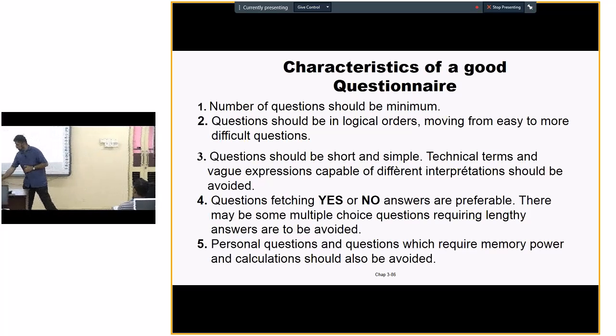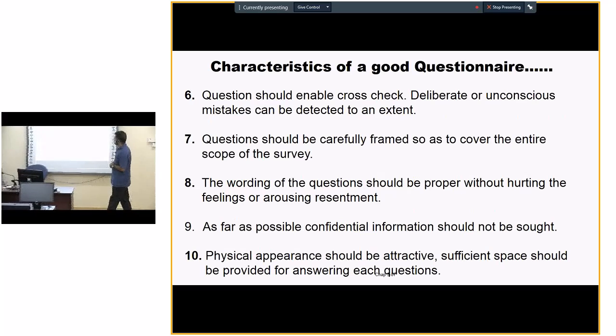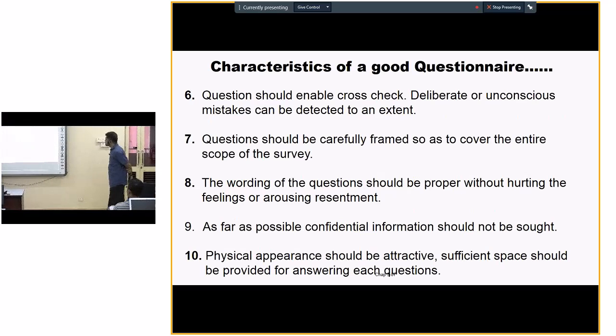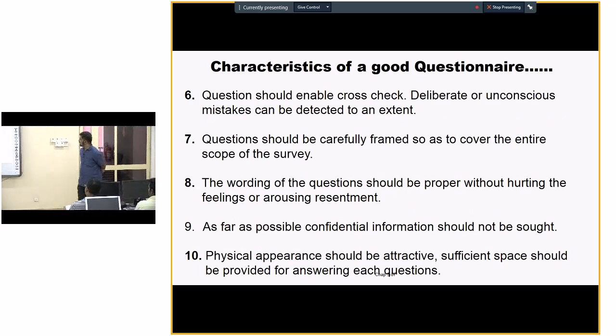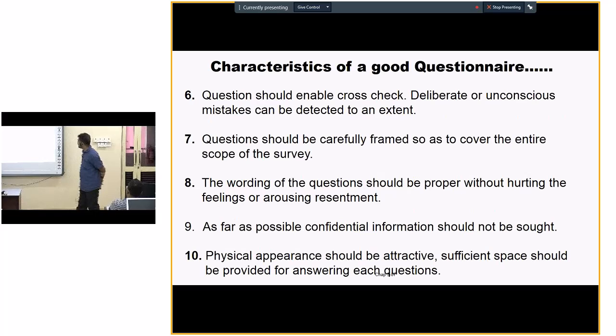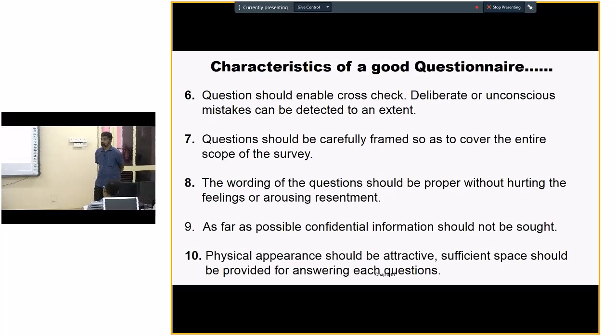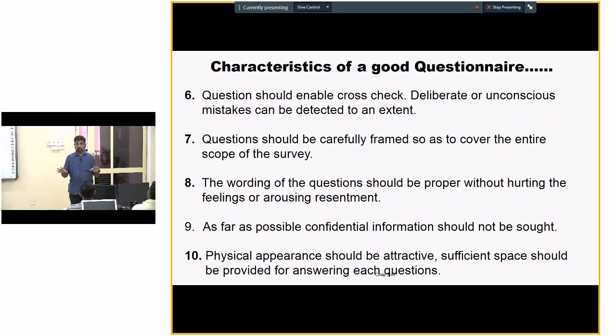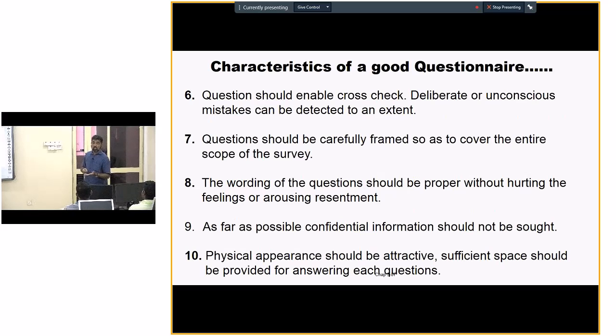Right. Not only that, now we have additional qualities. Questions should enable cross-checking, and deliberate or unconscious mistakes can be detected to an extent. Then we have to conduct a sample survey and arrange our questionnaire to check that type of discrepancies.